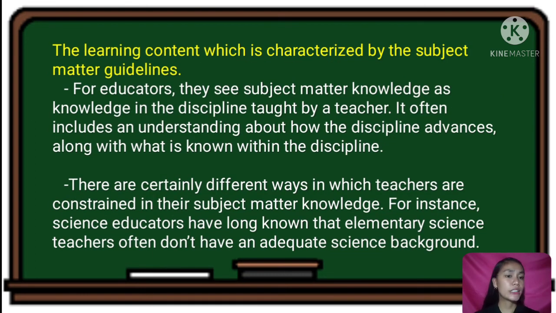Next is the learning content, which is characterized by the subject matter guidelines. For educators, subject matter knowledge is knowledge in the discipline taught by a teacher. It often includes an understanding about how the discipline advances along with what is known within the discipline. There are certainly different ways in which teachers are constrained in their subject matter knowledge. For instance, science educators have long known that elementary science teachers often don't have an adequate science background. So these areas are certainly intertwined because as inquiries are made, there is an advancement of knowledge. Hence, teachers must have typically taken a limited number of subject matter courses.